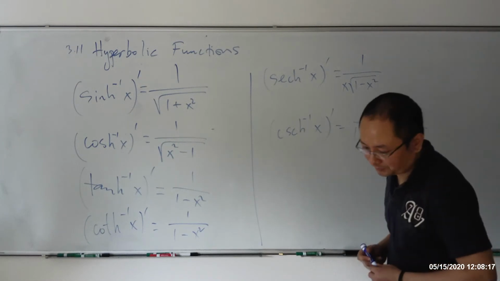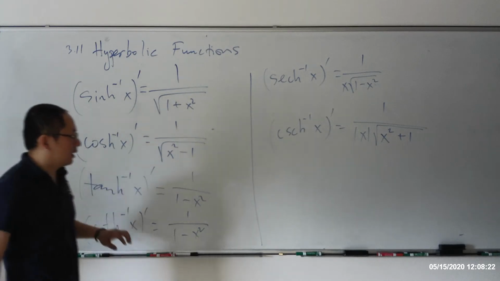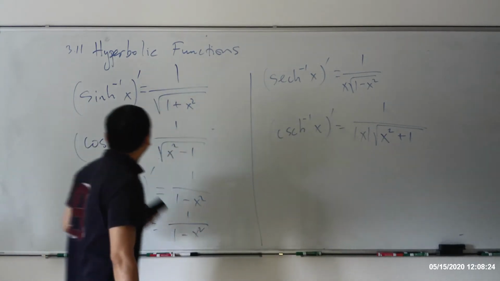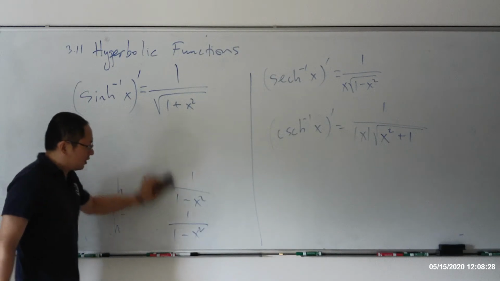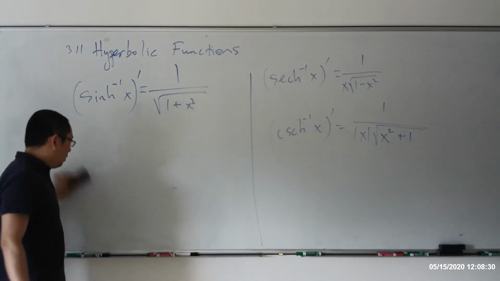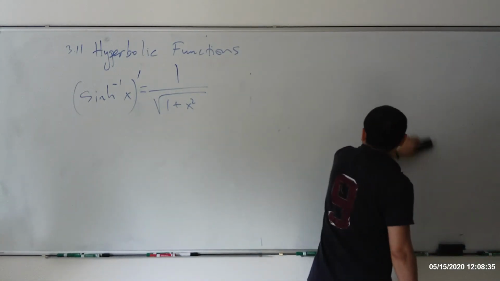All right. So let me try to prove one of the formulas. Just try to prove the derivative of the inverse hyperbolic sine. The strategy is this: whenever you see an inverse function, you try to bring it back to our normal function, and we differentiate from there. So let's verify that.